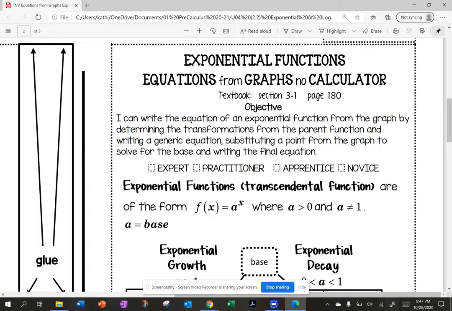I can write the equation of an exponential function from the graph by determining the transformations from the parent function and writing a generic equation, substituting a point from the graph to solve for the base, and writing the final equation. So let's take a minute here and decide where we are on that learning spectrum from novice to expert.